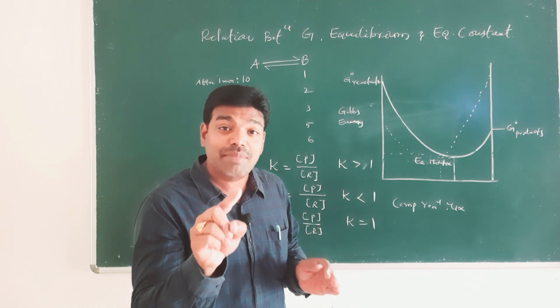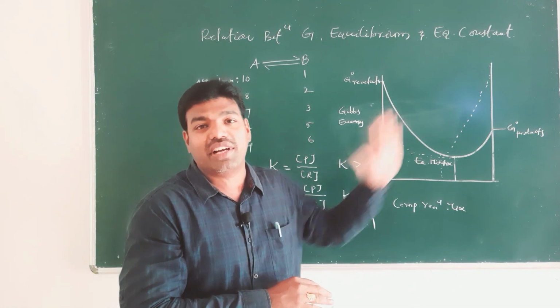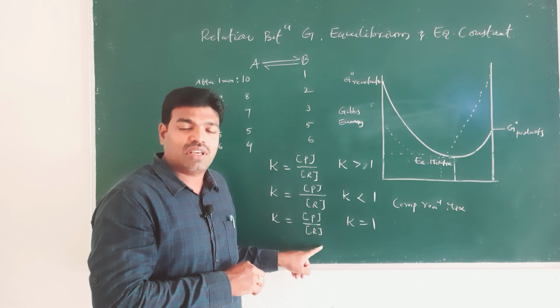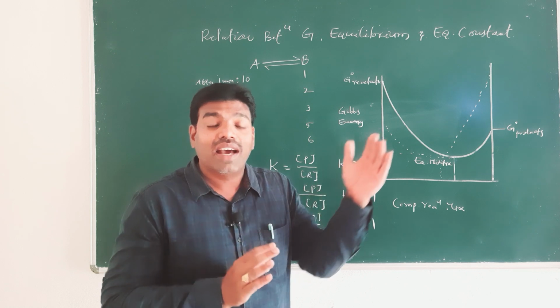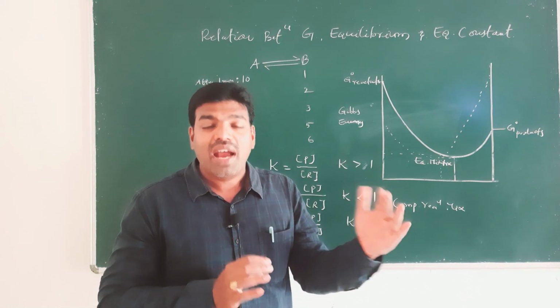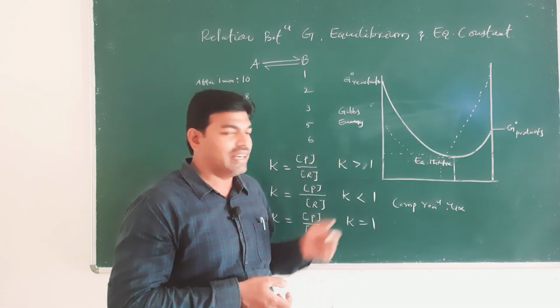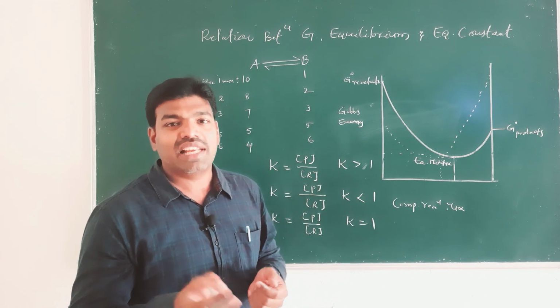If the Gibbs energy minimum lies halfway between reactants and products, then in this ratio products and reactants become equal, therefore K is equal to 1. So this is the relation between equilibrium, Gibbs energy and the equilibrium constant, right. Okay, let us derive the mathematical relation between Gibbs energy and the equilibrium constant.